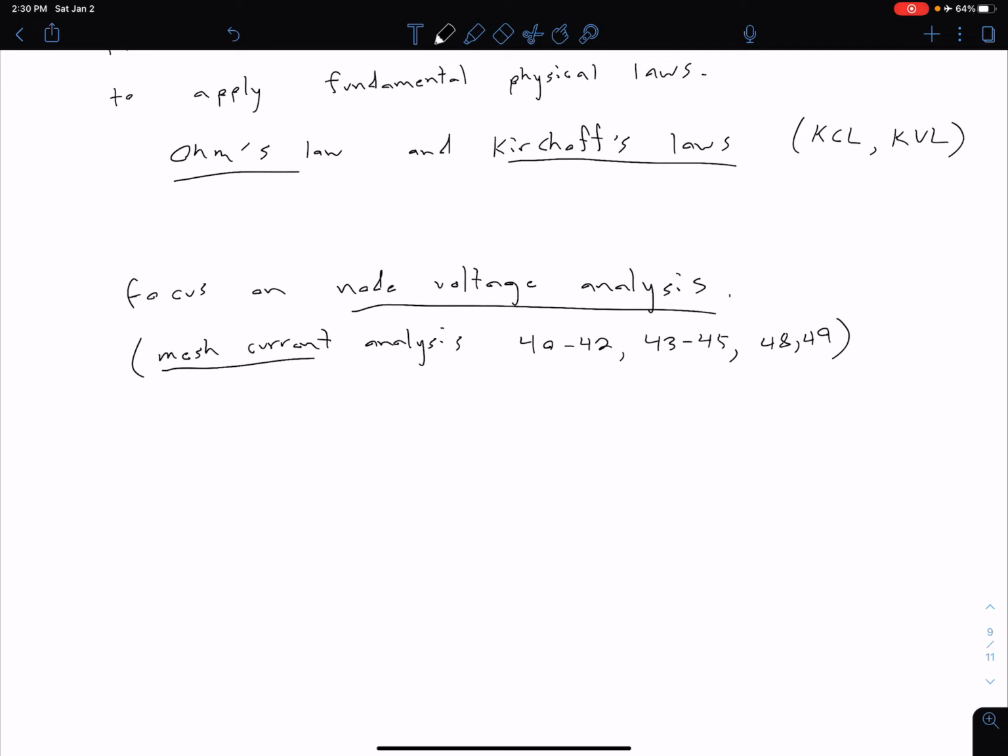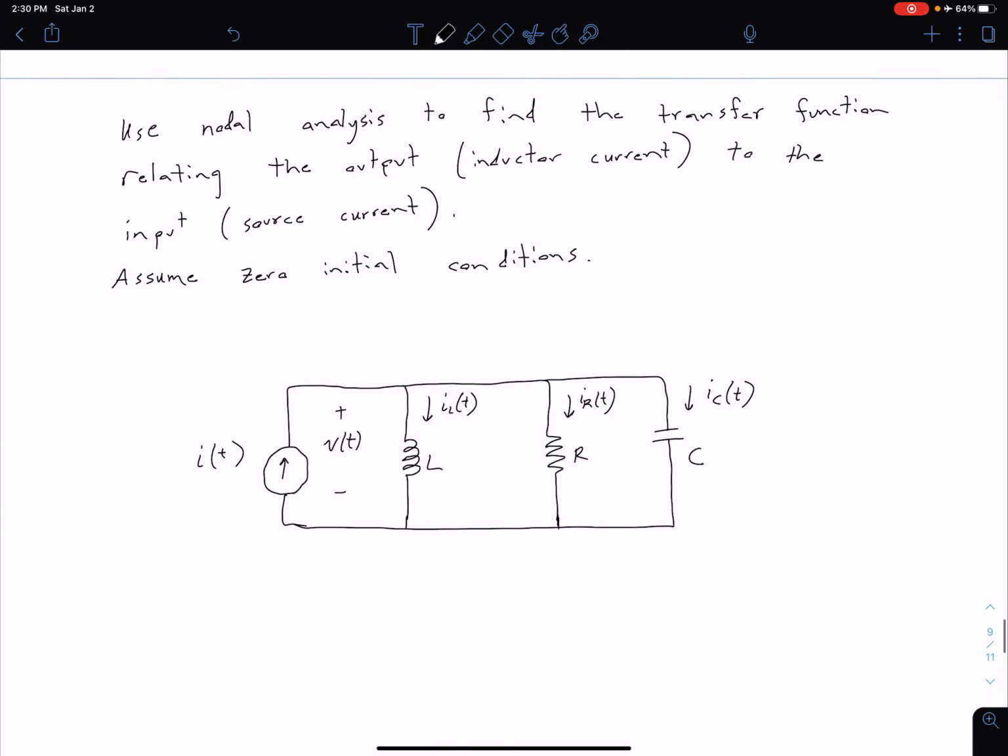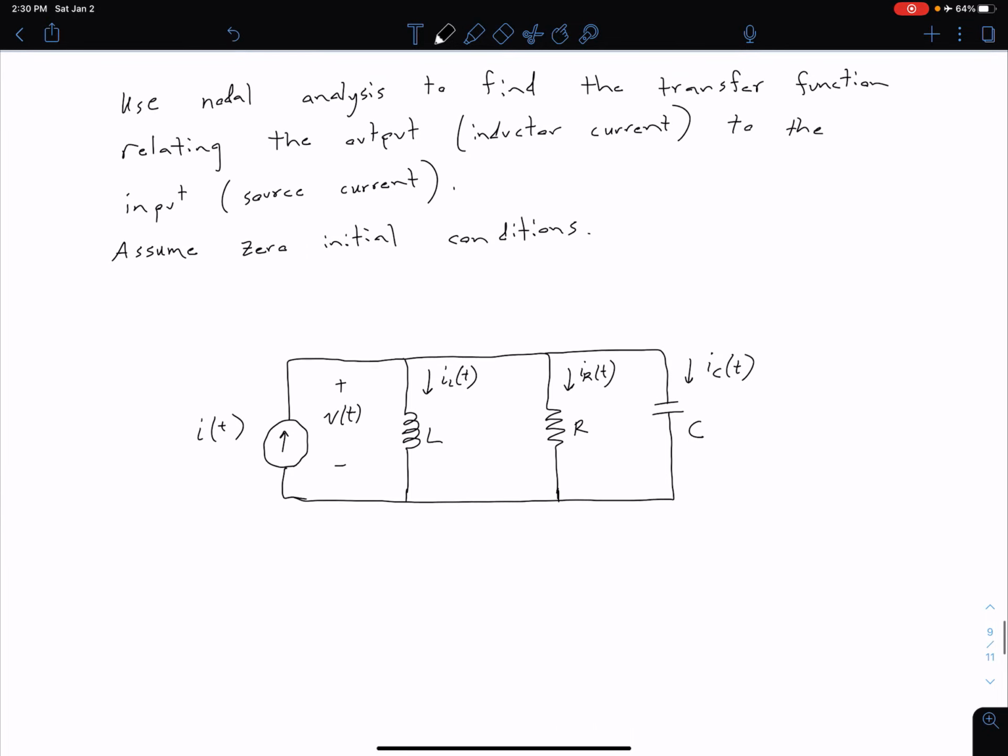As I mentioned before, these page numbers are for the 8th edition of the text. As of the time of recording this, the notes posted on Canvas have page numbers for the 7th edition of the text. Okay, so let's take a look at a circuit to get our bearings here.